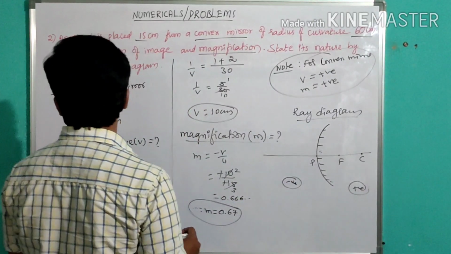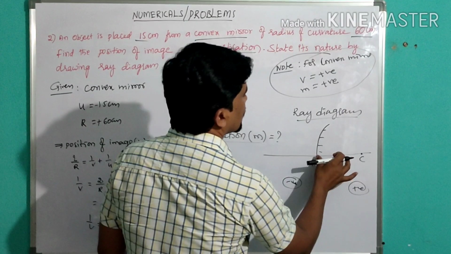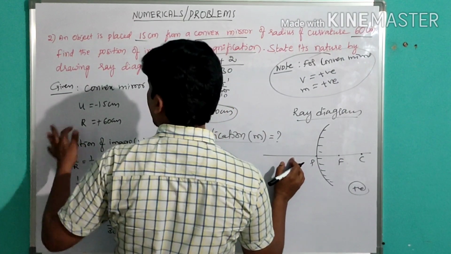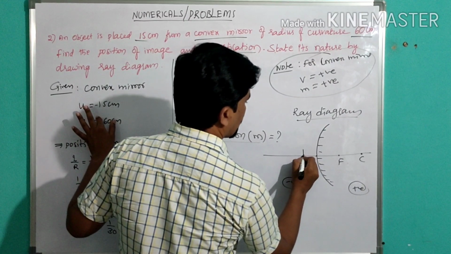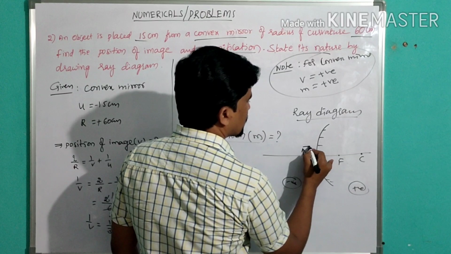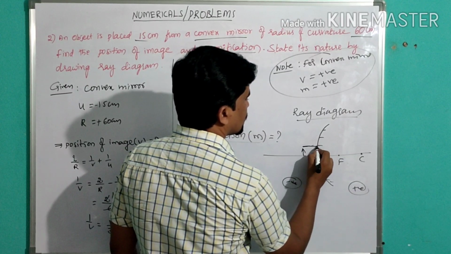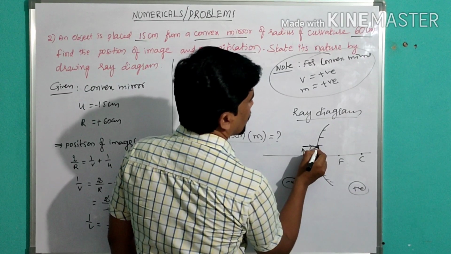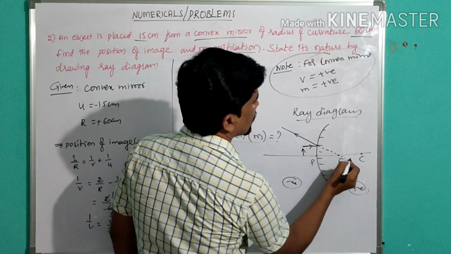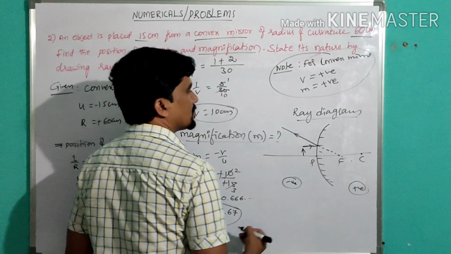What is the object distance? 15 centimeters. What is the radius of curvature? 60. Here 30, 30. 30 plus 30, 60. Object distance is 15. So here approximately 50. First rule: the reflected ray appears to be coming from the focus.